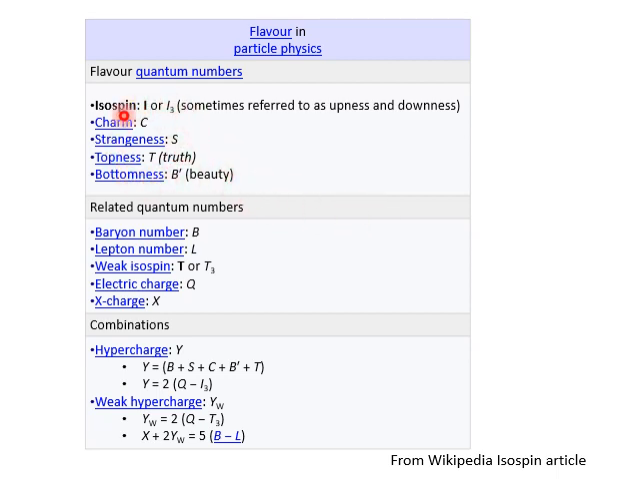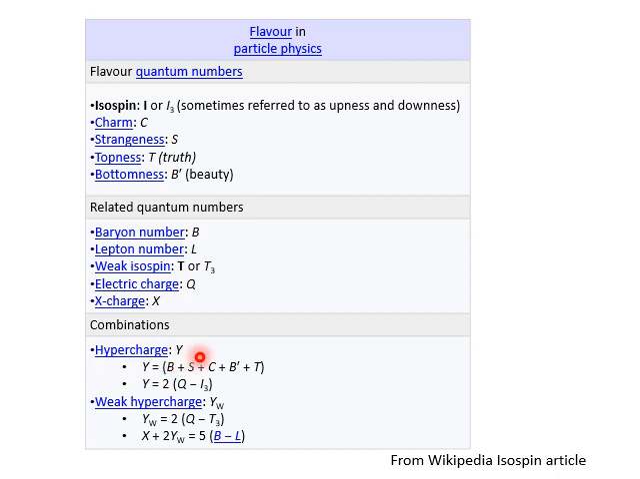Out of these quantum numbers, we can construct other quantum numbers, and we'll come back and talk about this. Other quantum numbers include the baryon number, which we talked about for 3 quark sets, and lepton number. Lepton number actually has to pay attention to the flavor of the lepton. That is, is it an electron or is it a muon? Those are 2 different flavors. Isospin, electric charge. Don't remember what X charge is. And then combinations of these quantum numbers.